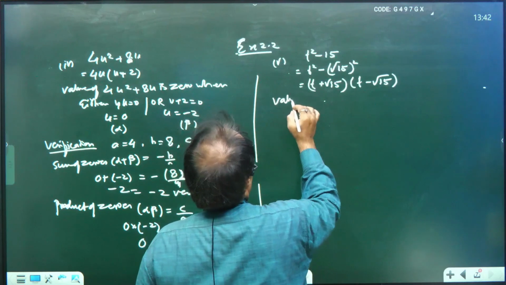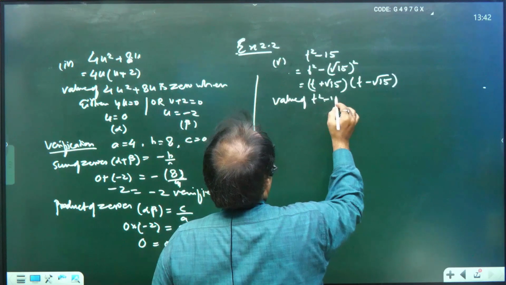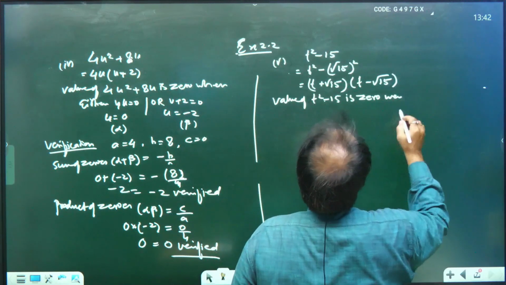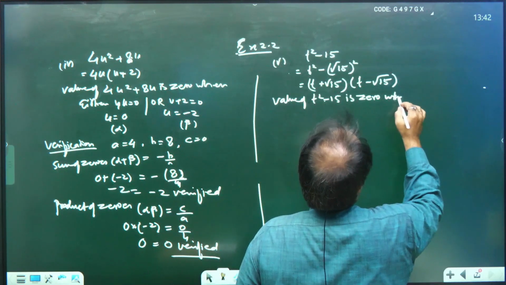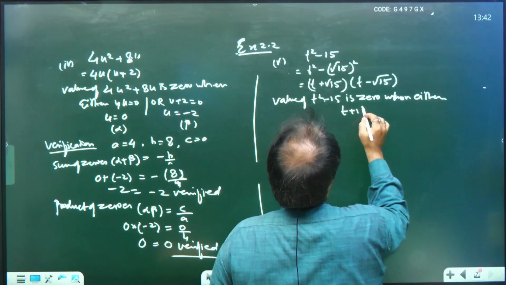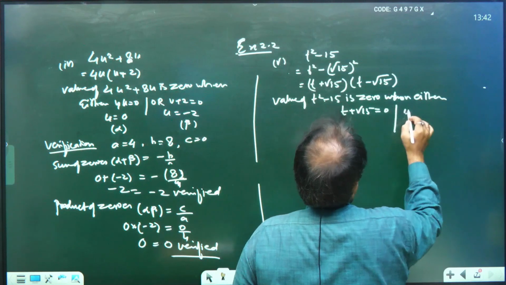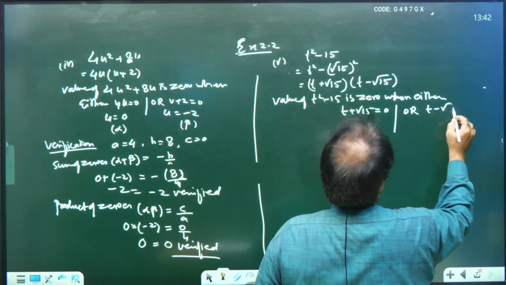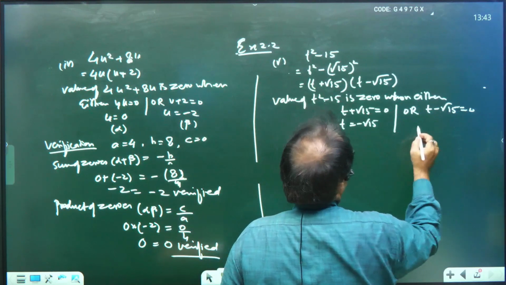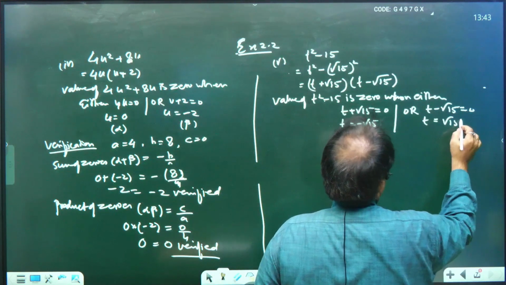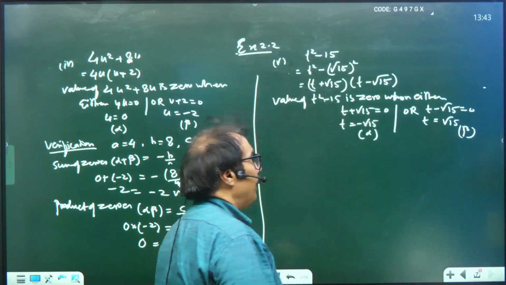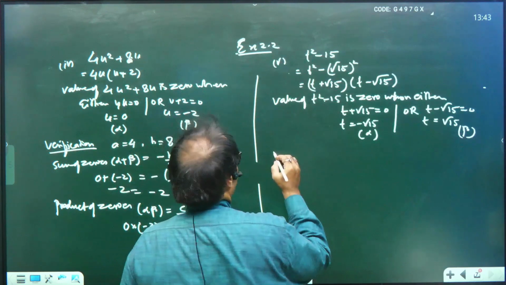So the value of t square minus 15 is 0 when either t plus root 15 is equal to 0 or t minus root 15 is equal to 0. So t is equal to minus root 15, and here t is equal to plus root 15. So this value is alpha and this value is beta. Okay, and now start verification.